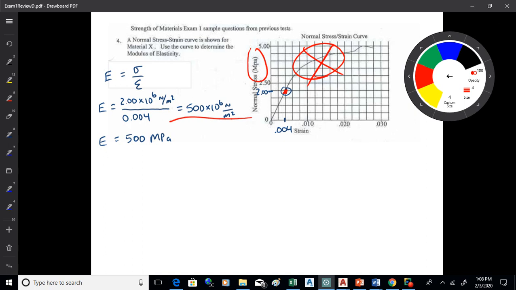And we use E a lot because we design in that straight line portion of the graph. That's where we do our work in. So we use this a lot. Okay. So we got any questions on that?